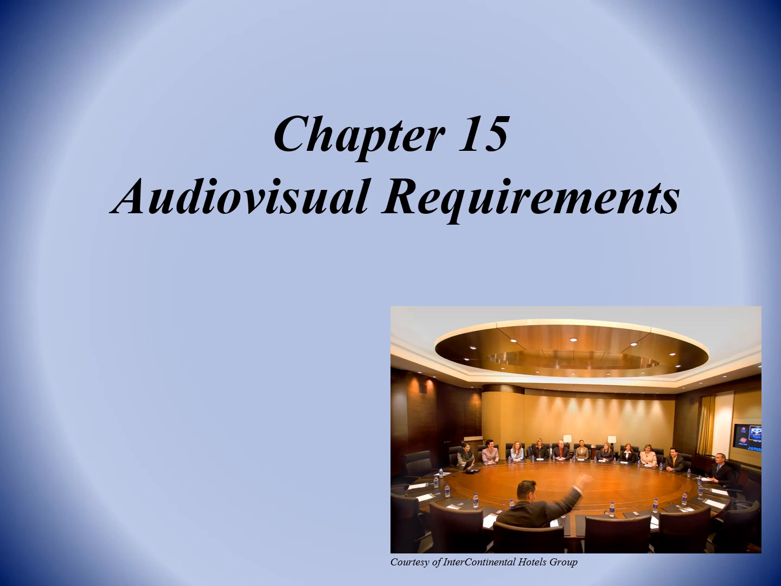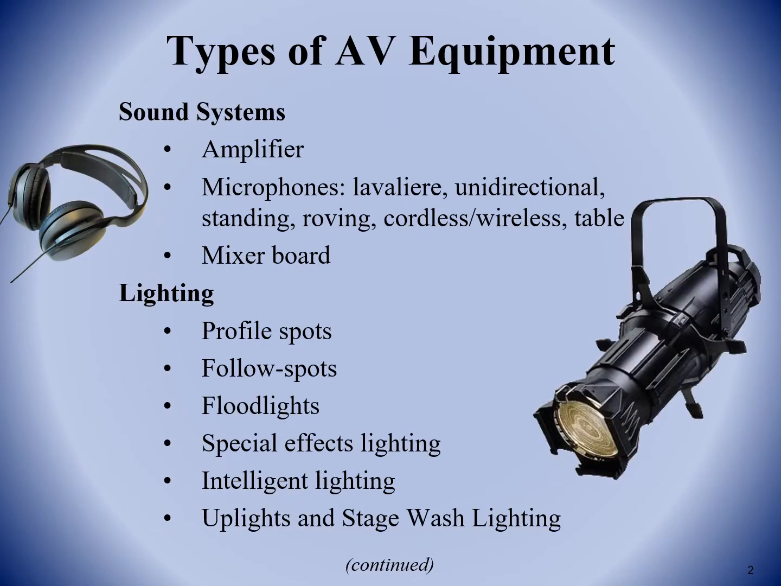All right, so in this video, we are going to address audiovisual components of the meetings and events. So we have different types of AV equipment. The first one we're going to talk about is our sound systems. And so our sound systems are any kind of things that have amplifiers. We use microphones. We have different types of microphones.